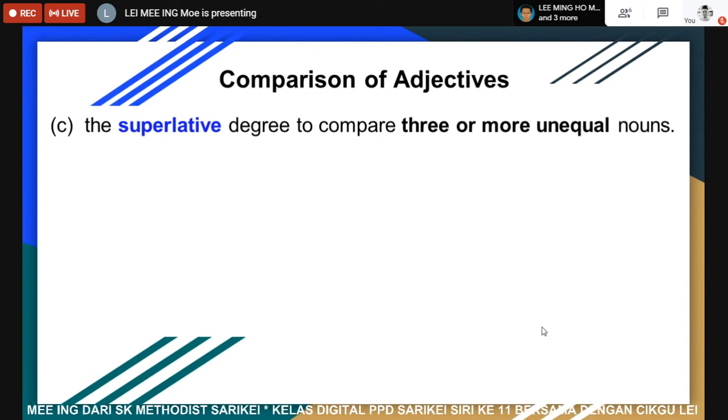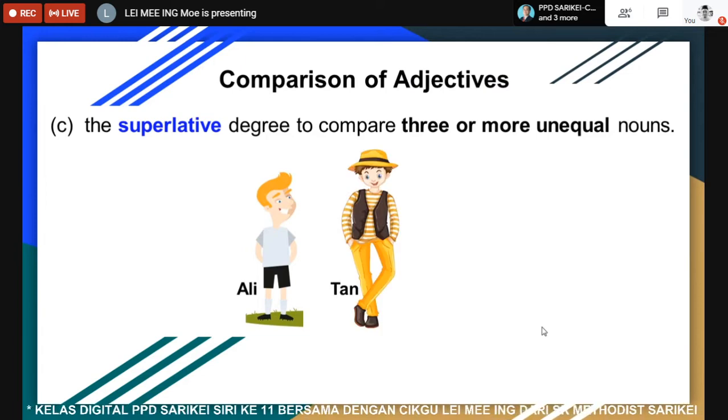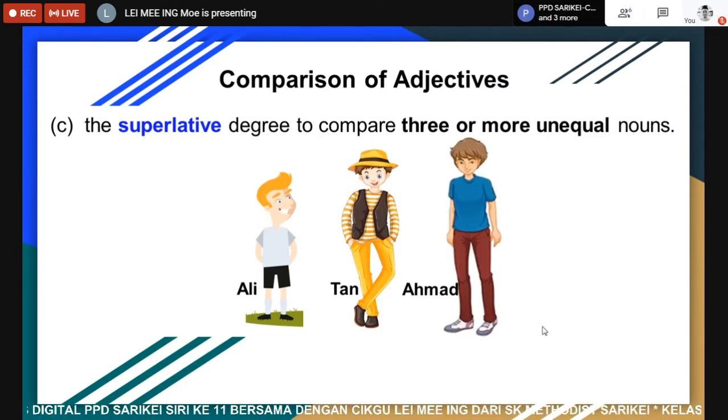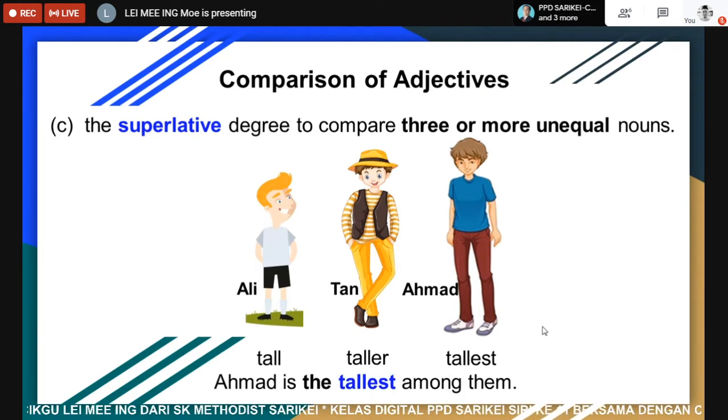The third degree, the superlative degree, when we are comparing 3 or more unequal nouns. So we have Ali, Tan, and Ahmad. So just now Ali is tall, right? Tan is taller. How about Ahmad? Tallest. So my superlative degree sentence will be: Ahmad is the tallest among them.